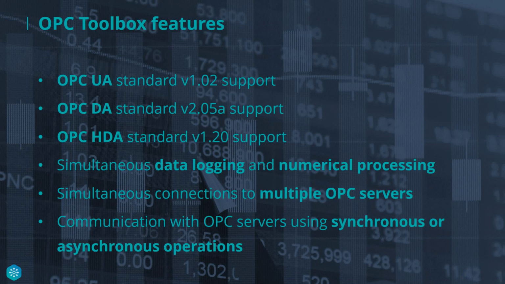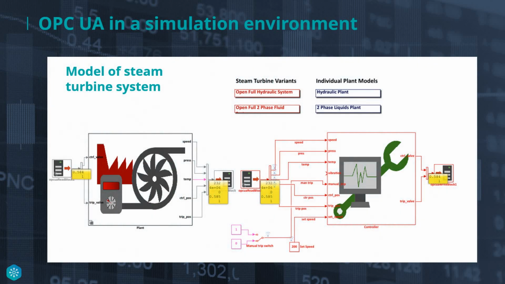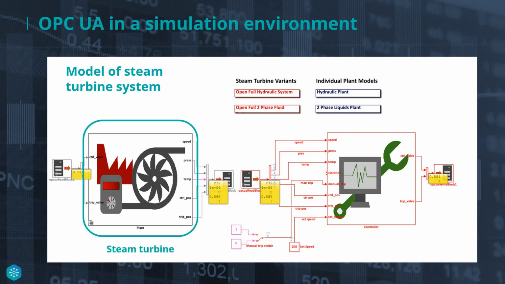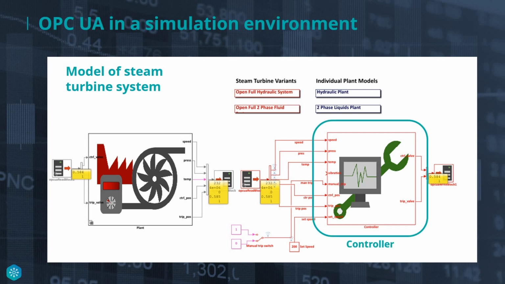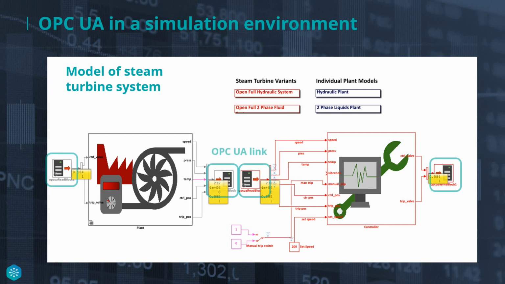If we have a look at the features of the OPC Toolbox, the OPC Toolbox has UA and DA connection support. It allows for simultaneous data logging and numerical processing. Communication with OPC servers can be done using synchronous or asynchronous operations. If we consider the OPC UA connection in a simulation environment, here is a model of a steam turbine system composed of a plant and a controller. We've got OPC read and write blocks between these two components that will read the tag from the server.